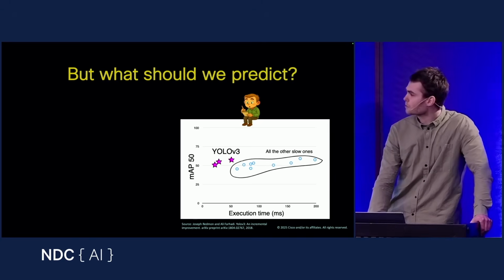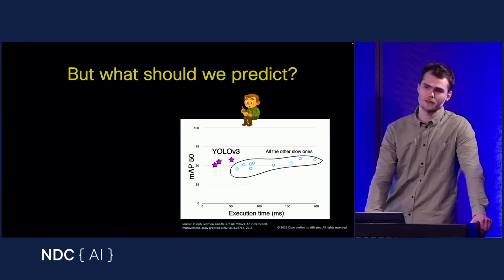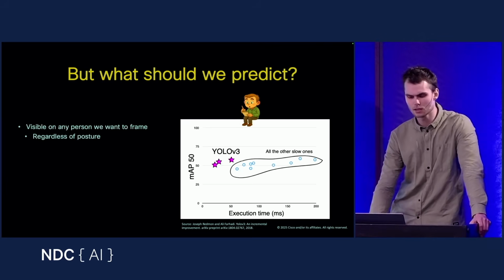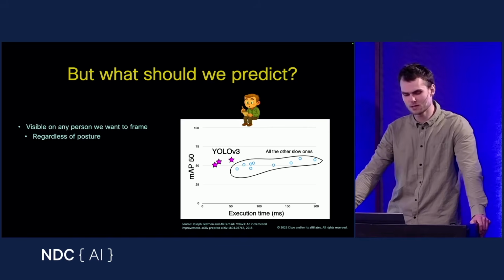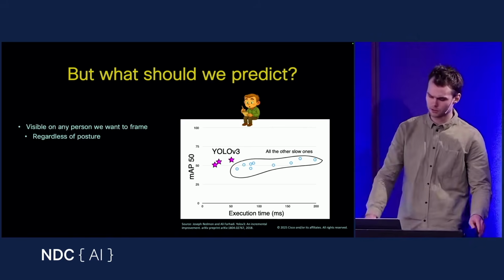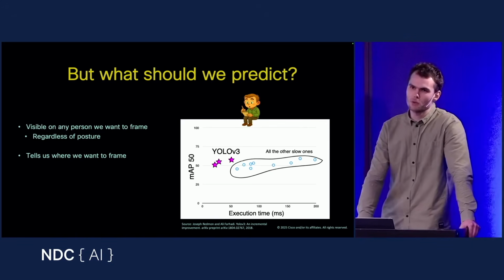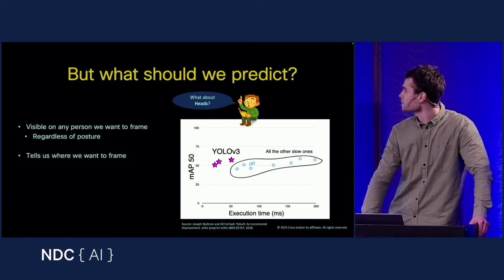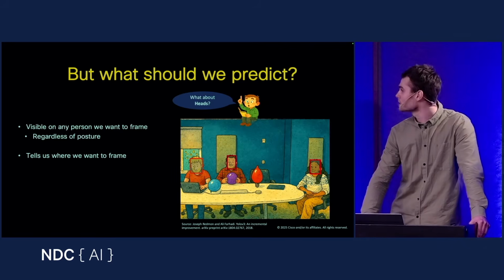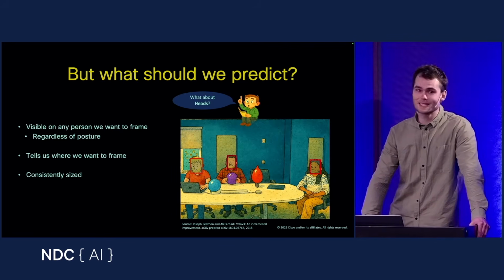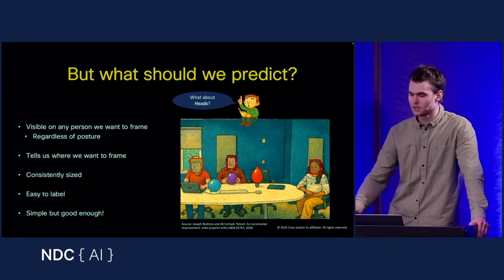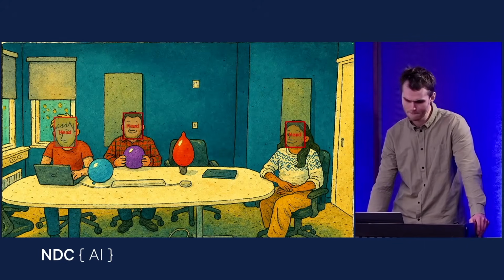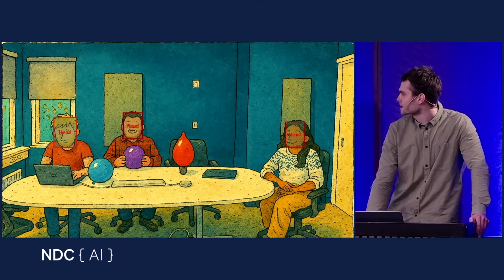But what should we predict? We had that concept of a face and upper body detector, but we don't need to do that. Let's consider what we want. We want something that's visible on a person. We want to frame, regardless of their posture. We wanted it to tell us where to frame. And yeah, a bit early on the spoiler there, but yes, heads. Heads are what we want. They're also consistently sized, very easy to label, and it's a simple concept, but for what we need it's good enough. So we want something like this.